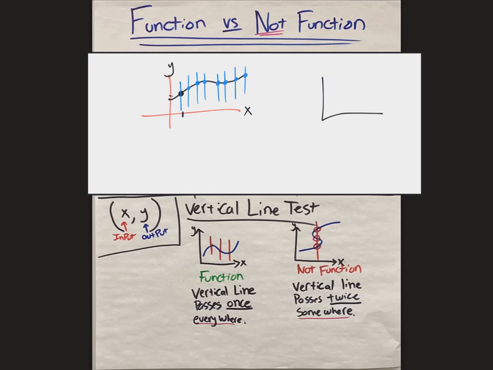But here's an example of a non-function, something that looks like this, for example. If this is our x and our y, and this sideways u is our function, well, there is at least one place that it crosses twice. There's actually a lot more than just one place, but because it crosses twice somewhere, this is not a function. And there are examples down here. I think the wording here is probably better than what I just said. If it passes once everywhere, then it's a function. But if there is a vertical line that passes twice somewhere, then it's not a function.